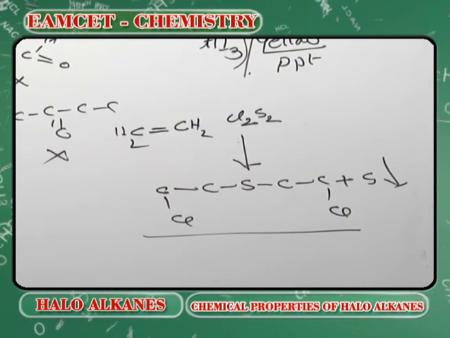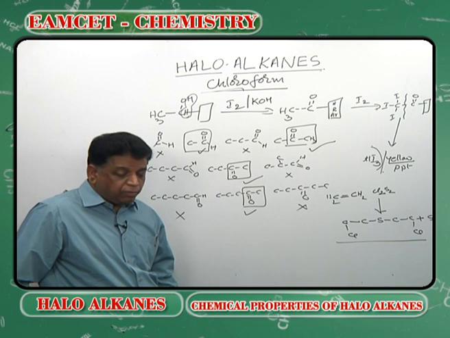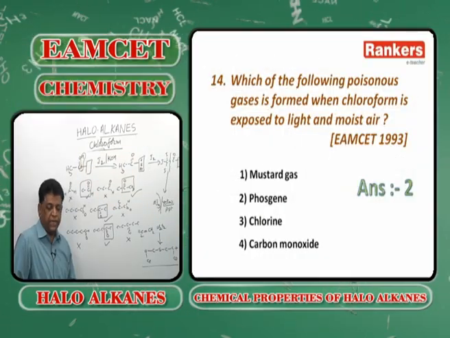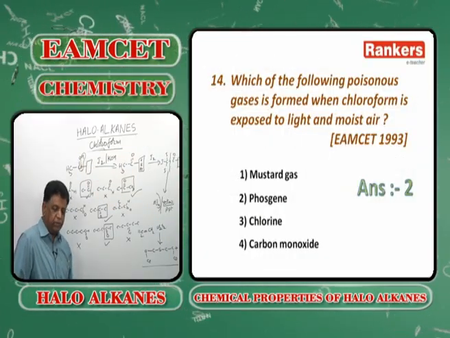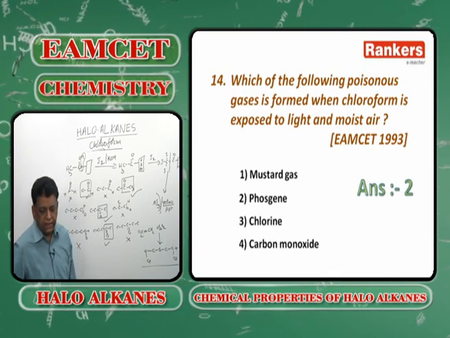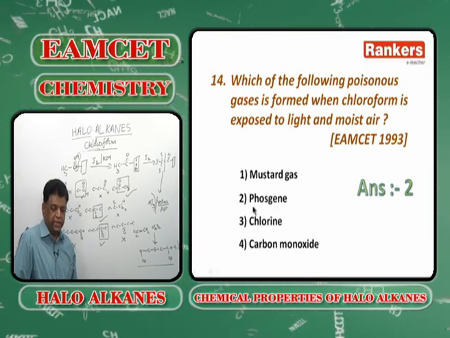You know chlorine very well, phosgene is the real answer, and carbon monoxide also happens to be a poisonous gas. So all these four are actually poisonous gases, but among them the answer is phosgene. Next.